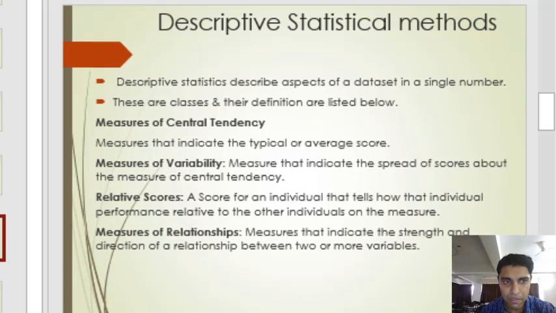First is measurement of central tendency, measures that indicate the typical or average scores. Measures of variability, measures that indicate the spread of scores about the measure of central tendency. Relative scores, a score for an individual that tells how that individual performs relative to the other individuals on the measurement. Measurement of relationships, measures that indicate the strength and direction of a relationship between two or more variables.